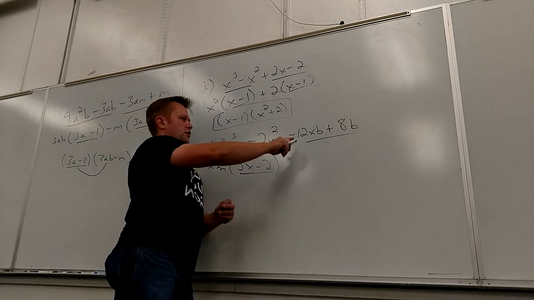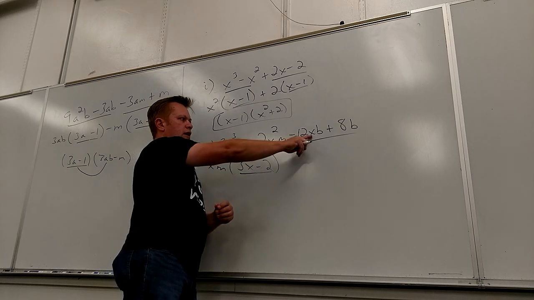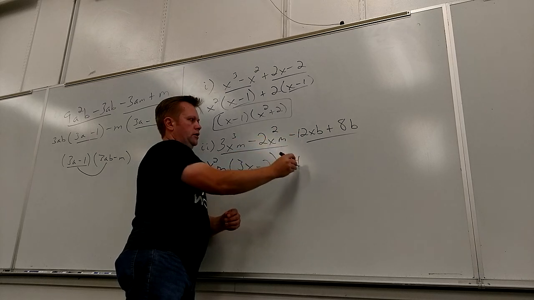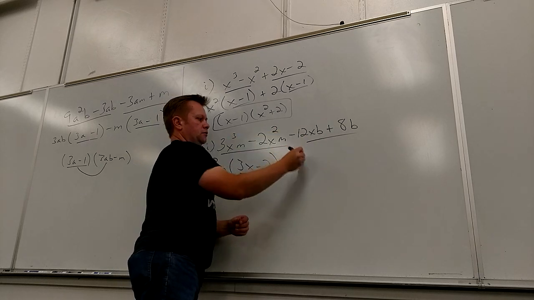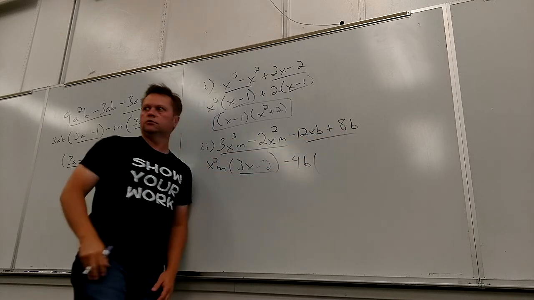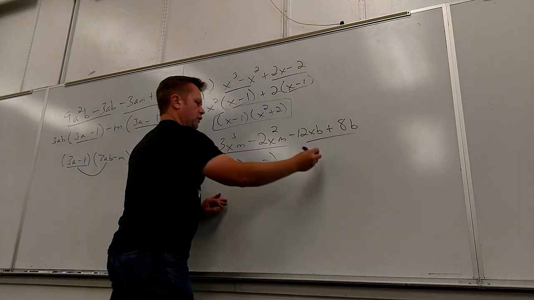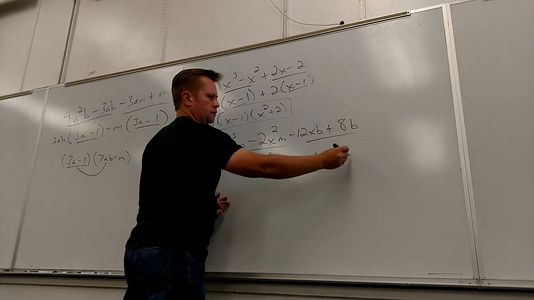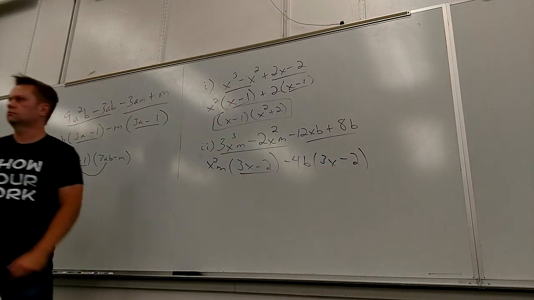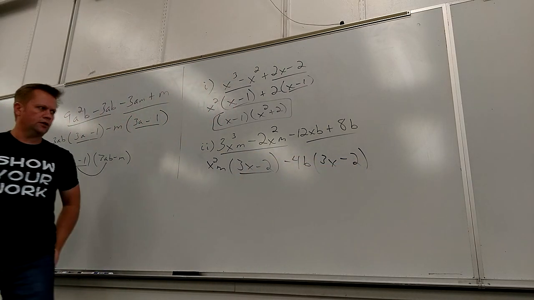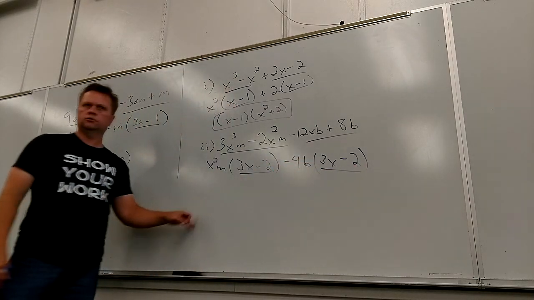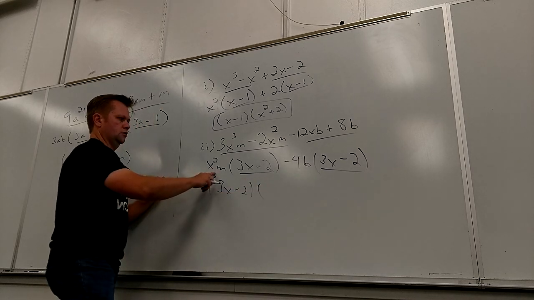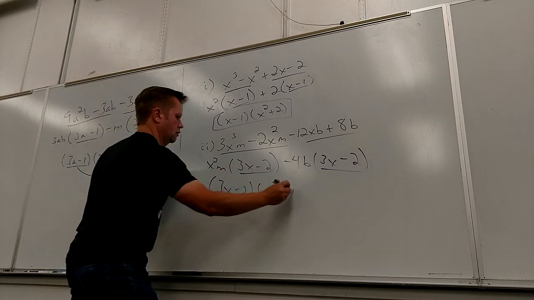To make this become 3x, I've got to take out negative 4. And I don't want a b, so I've got to take a b out. Thankfully, that comes out of this too. So then I will be left with 3x. And then 8b divided by negative 4b is negative 2. B's cancel. 8 divided by negative 4, negative 2. And then I know I'm on the right track. 3x minus 2, x squared minus 4b.